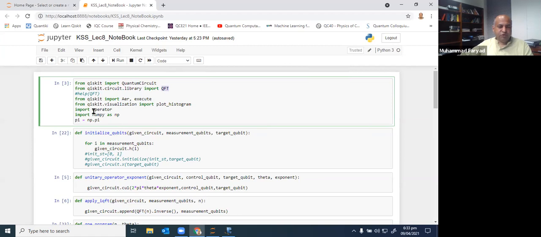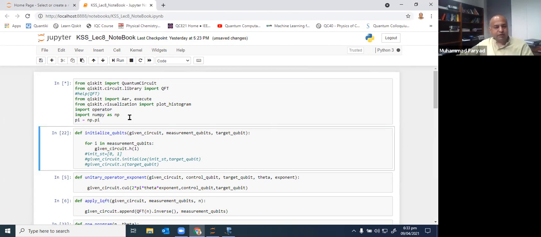And then I'm going to use this new thing called Operator, because I'm going to build an artificial unitary operator. I'm not talking about any particular example right now, I'm just focusing on the circuit. So for that, I'm just building an artificial unitary operator, which is going to be a simple thing. Okay, so with this, let me run it.